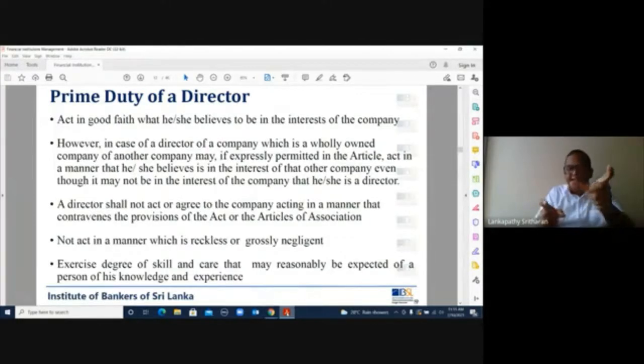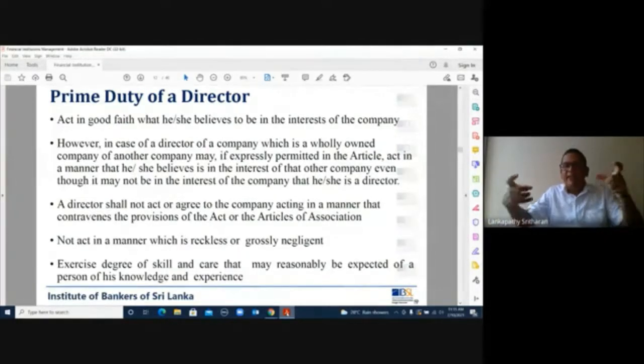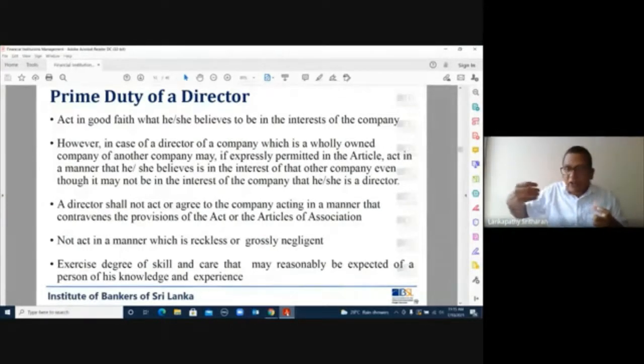Okay, for example, if a teacher and a chartered accountant are appointed as directors of a particular company, then from the chartered accountant we may expect high skill with respect to accounting and auditing aspects, but we won't expect that from a teacher who is also a director. So the director must exercise the degree of skill and care that may reasonably be expected of a person of his knowledge and experience. Those are the prime duties of the directors.